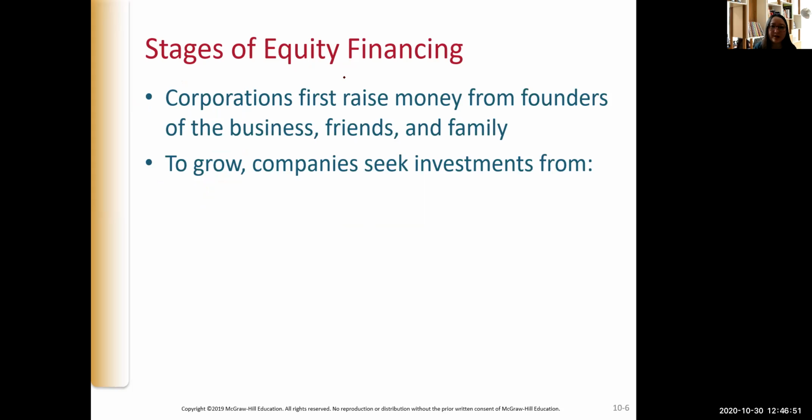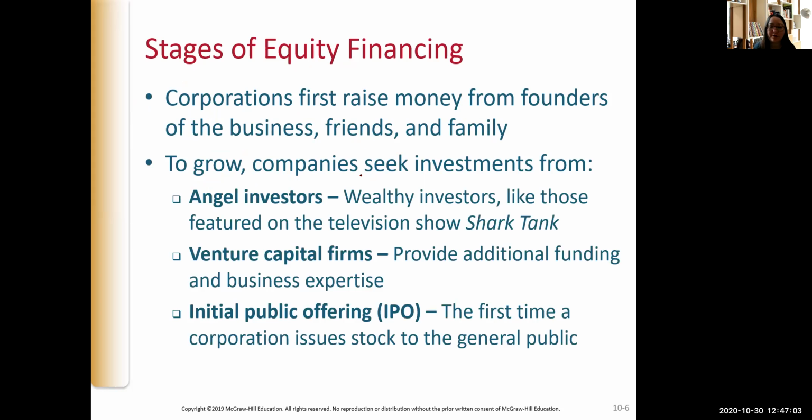Okay. So, the stages of equity financing. A corporation usually first raises money from the founder of the business, such as friends and family. And then to grow bigger, companies seek investors from several different kinds of people. First of all, there are angel investors. Angel investors are usually wealthy investors, like those featured on television shows like Shark Tank. Those people have a lot of money and they are looking for high risk investment opportunities that they themselves believe are going to prosper.